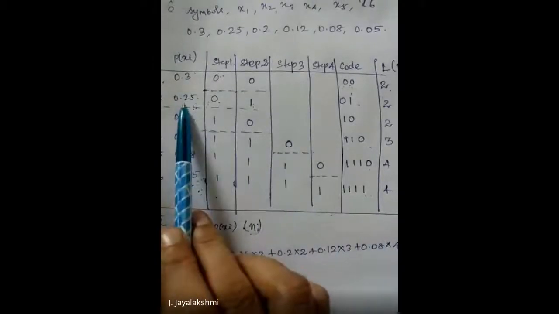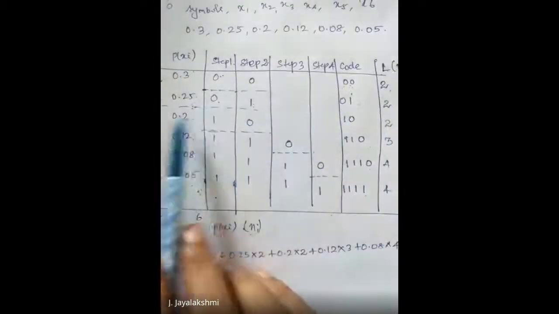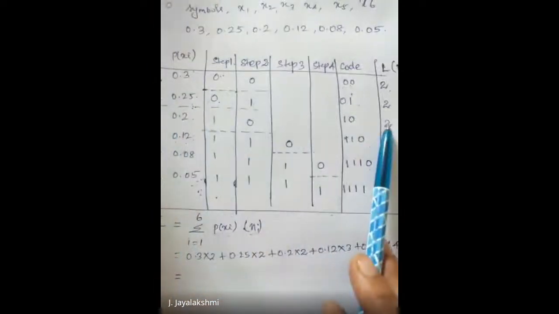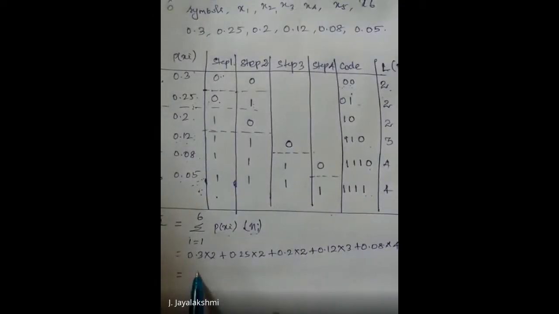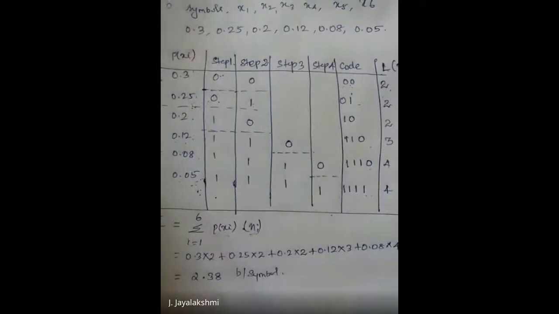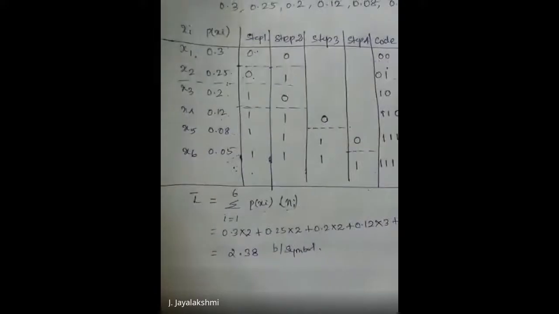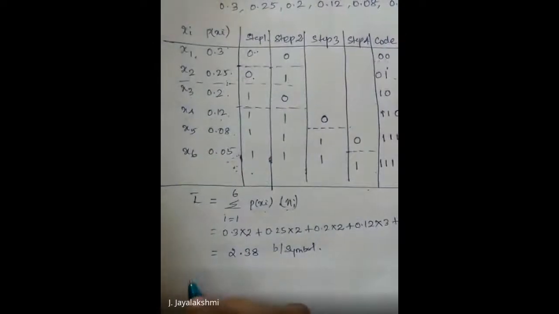Okay. 0.25, code length is 2. 0.1, 0.2, code length is 2. Just multiply the probability and get the summation of it. So this length comes to 2.38 bits per symbol. So this is the average length of the code word for the 6 symbols being transmitted.